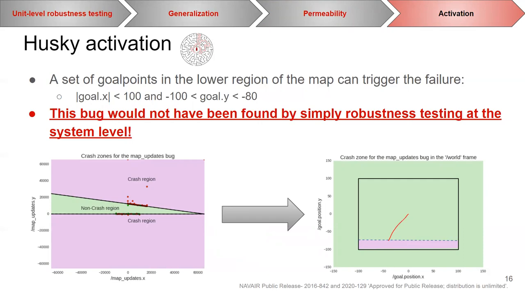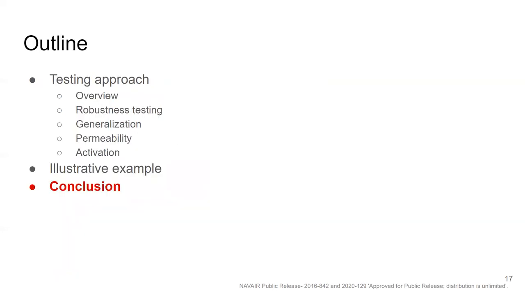This graph is a zoomed-in version of the total input space. And so the lavender area is, in actuality, very small. Fuzzing would not have hit this area in a reasonable number of tests, and dictionary-based robustness testing would not have found it at all. By working backwards from a unit-level failure, however, Riot did.